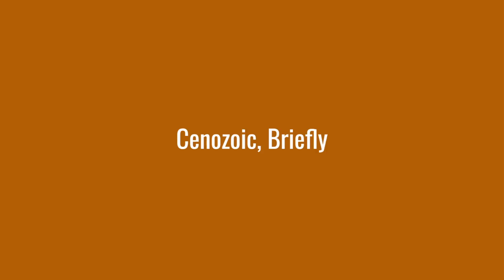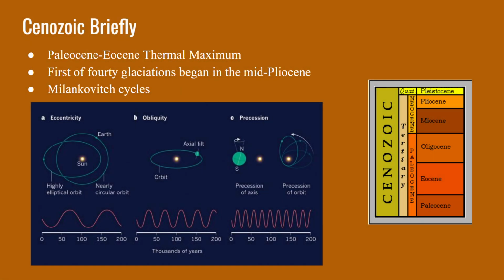Okay, so let's talk a bit about the Cenozoic. That's the current eon right now. Basically what happened is there was the Paleocene-Eocene thermal maximum. There were temperature fluctuations based on the Milankovitch cycles, and this is based on this diagram here.